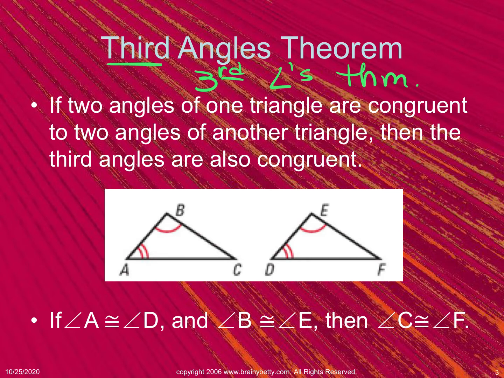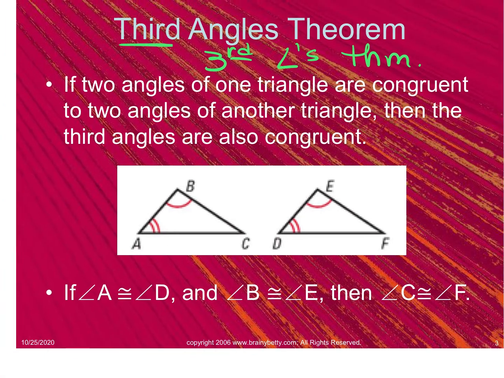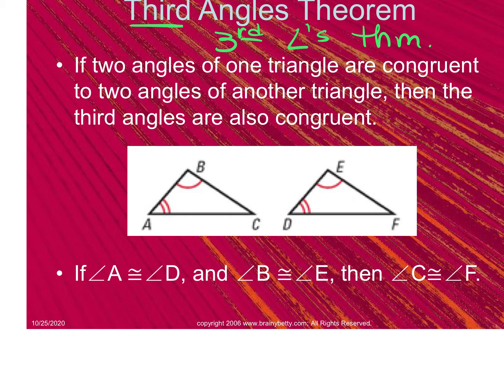So what it states down here, based on the picture that's provided, is that if angle A is congruent to angle D, and if angle B is congruent to angle E, then you can conclude that that very last angle, C and F, are also congruent. So as soon as you show that you have 2 pairs of congruent angles, by default, that third one is also going to be congruent.